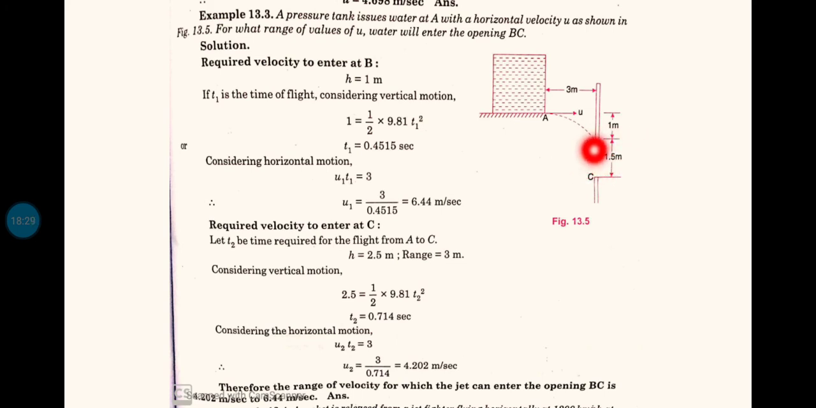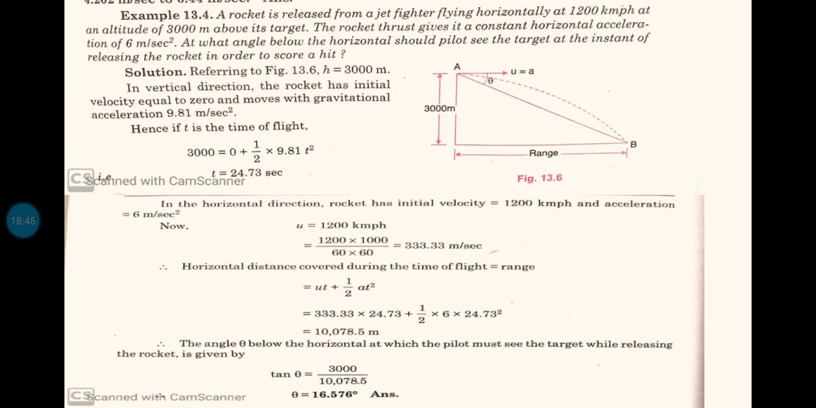If the velocity is more than 6.44, then water will be striking above the point B, and if the velocity is less than 4.2, the water will be striking below the point C. So water will not enter through this opening. So the range of velocities is between 6.44 and 4.202. Now in this problem we are considering the acceleration also. That's why this problem is given.